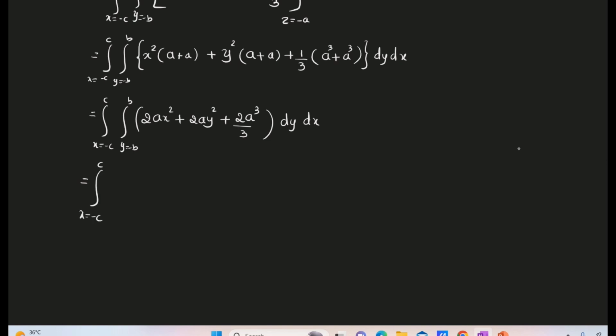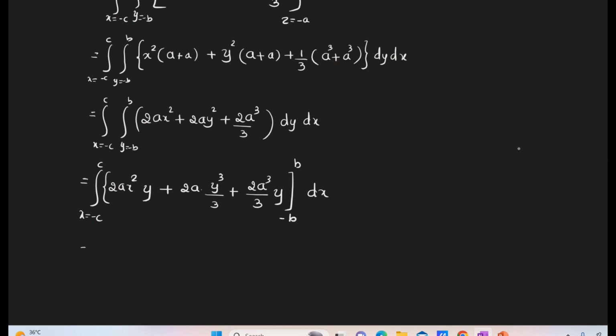So x goes from minus c to plus c. Now, with respect to y, 2a x square is a constant, so the integration of dy is y. Plus 2a, the integration of y square is y cube by 3. Plus 2a cube by 3 is a constant into y. The limits vary from minus b to plus b, into dx.